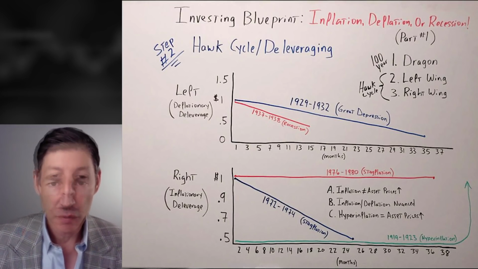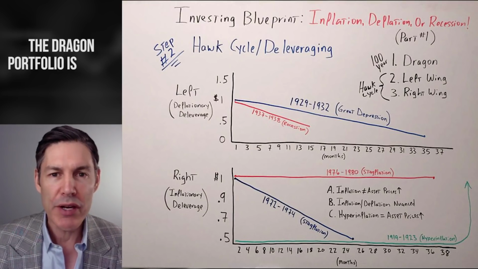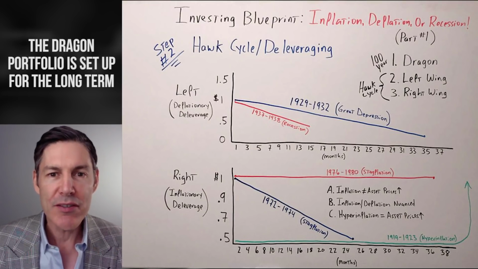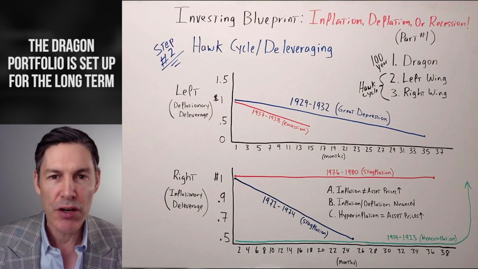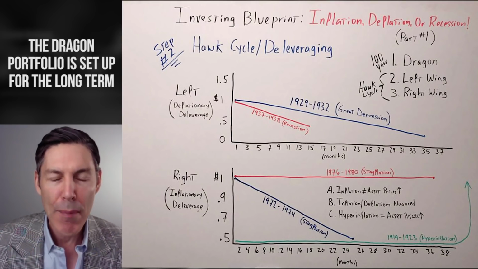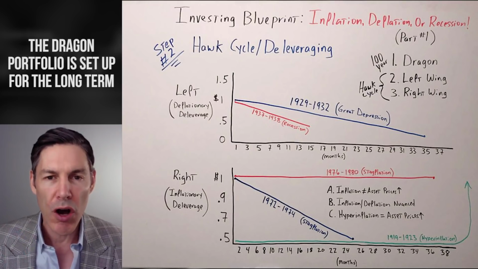or a recession? Well, to be clear, the Dragon portfolio is set up for the long term. This is a portfolio for 100 years. So regardless of what happens, what season, what cycle, you're going to do well over the long run.